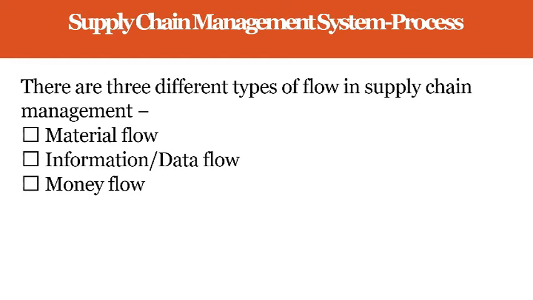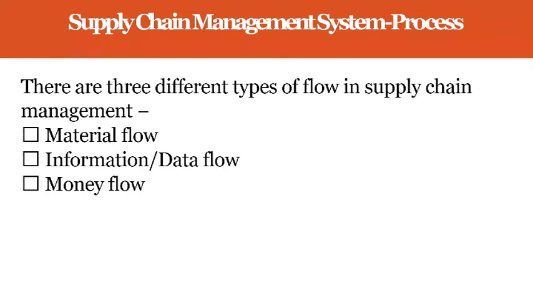While for the information or data flow, it comprises the request for quotation, purchase order, monthly schedules, engineering change requests, quality complaints, and reports on supplier performance from customer side to the supplier. That is information or the data flow. And the last process flow is the money flow.